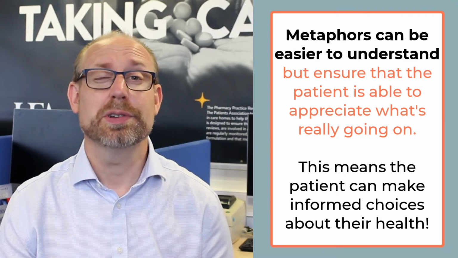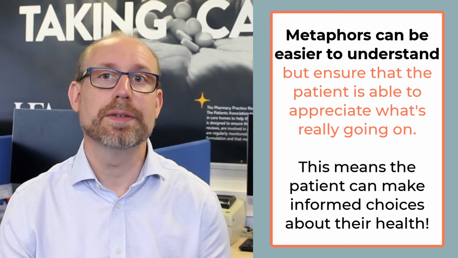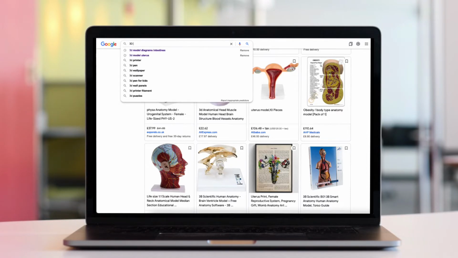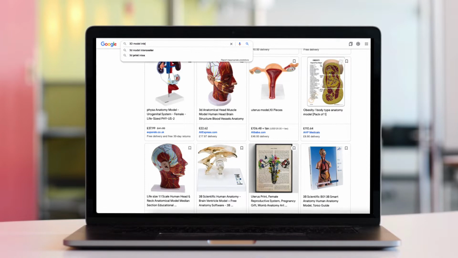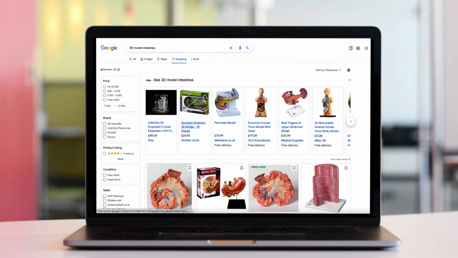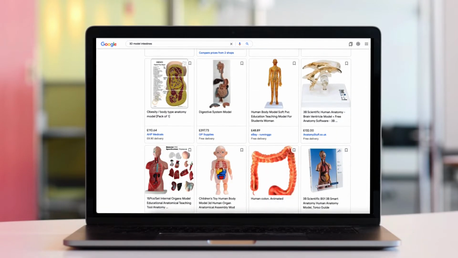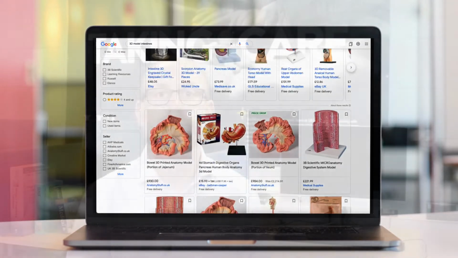However, it is important to explain the fundamentals so they can be informed about their health. Physical models can make something easier to understand, as well as provide a visual reminder of the conversation when thinking about it later. This is useful when talking to the patient about something they may be unable to visualise very easily. For example, internal organs like the uterus or intestines. It's key to remember that we want to make their health easier to understand, not dumb it down.